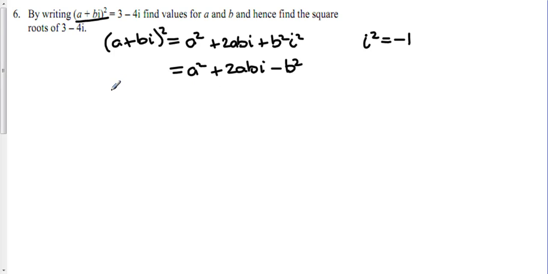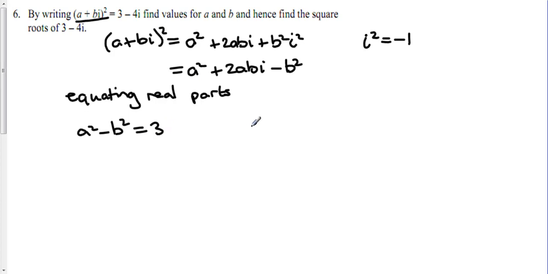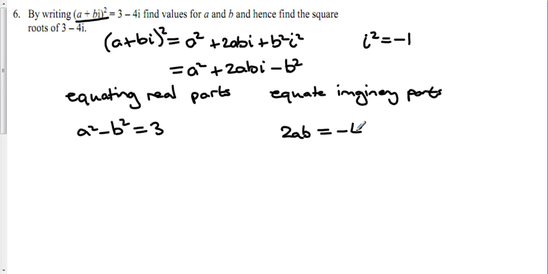At this point, we can then equate the real parts of the left-hand side with the real parts of the right-hand side. So that gives us, equating real parts, a squared minus b squared, the real parts of this expression, is equal to 3, and equating the imaginary parts, we get 2ab is equal to -4, because they're the coefficients of i on both sides.